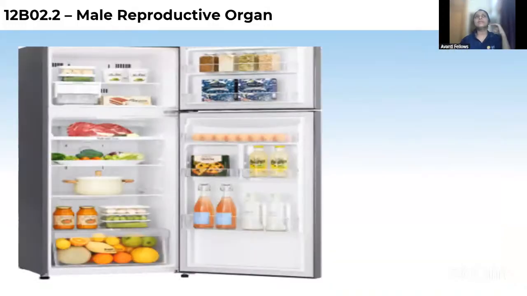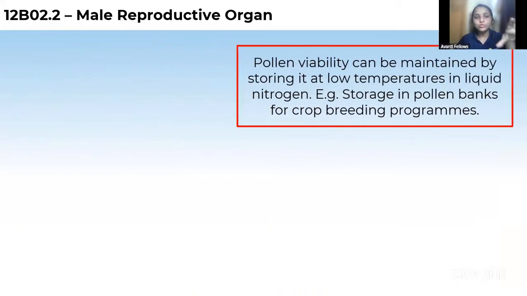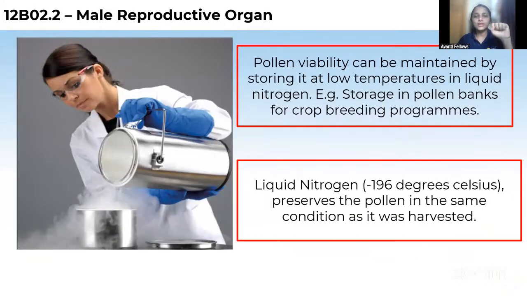How can we store the pollen grain for some days? If we want to store pollen grain for some days, how can we store that? Some items we can store in the fridge, right? That is a lesser temperature. Like that, we have to store the pollen grain at a very low temperature, that is, in liquid nitrogen.